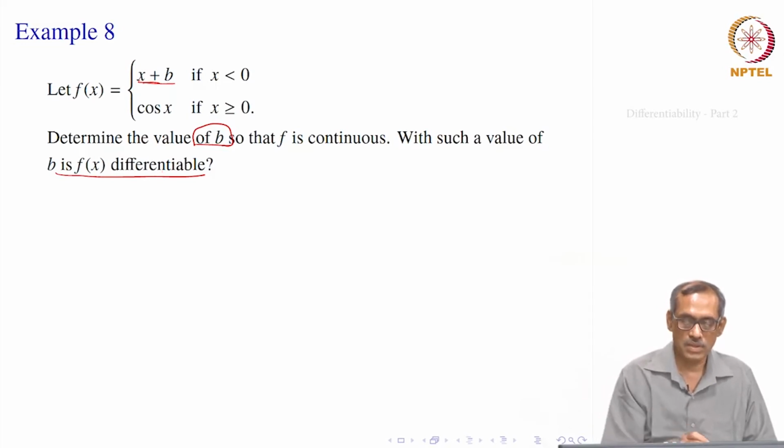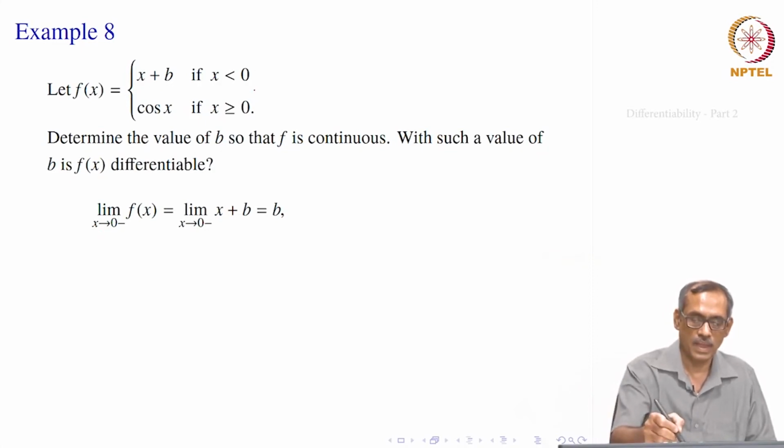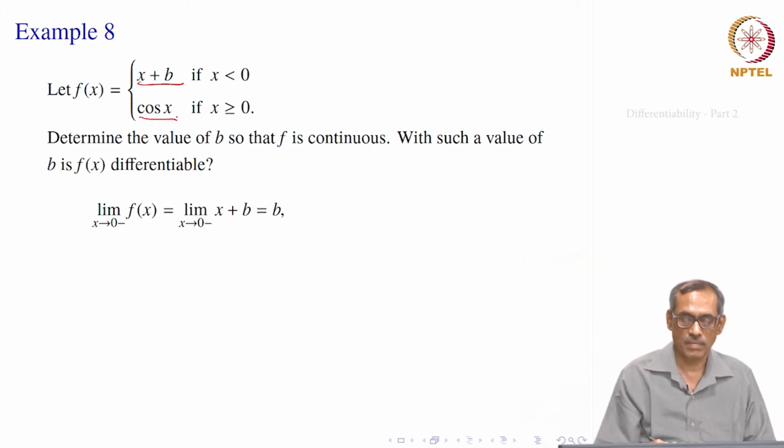So, the first job is to determine b so that f is continuous, and it is defined separately for less than 0 and greater than 0. So, we will take x goes to 0 minus of f of x. At 0 only there is a problem, as we have seen earlier on the intervals. At the end points there can possibly be a break point, a discontinuity. Other points it is continuous. x plus b is a continuous function, cos x is also a continuous function. At the break point only we have to check.